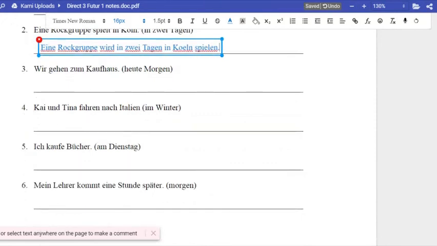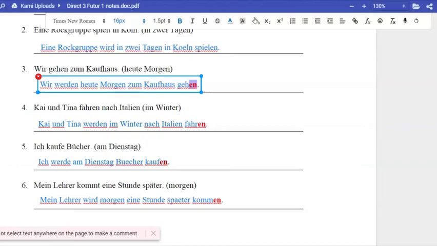All right, why don't you try 3, 4, 5, and 6 by yourself? We'll stop the video, and then come back and check your answers. The correct answer was, wir werden heute Morgen zum Kaufhaus gehen. We will go to the department store this morning. Okay, very different word order than what we say in English. Check your work. Nummer 4. Kai und Tina werden im Winter nach Italien fahren.